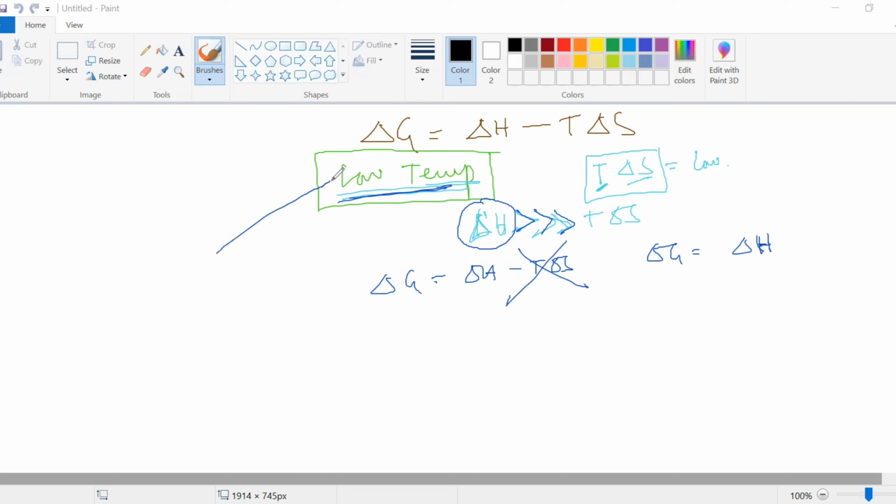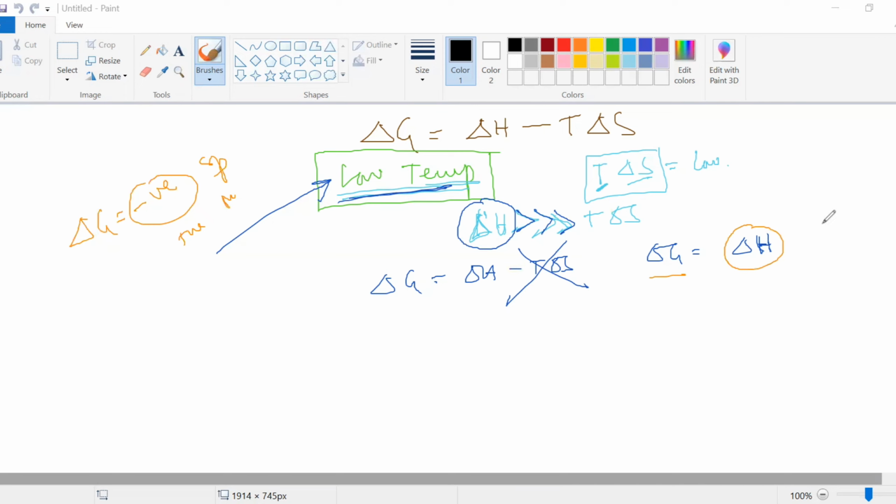At low temperatures, we have to understand that T delta S is very small, so we can approximate. Tell me, at low temperatures, what will be the sign of delta H in order to make the reaction spontaneous? Negative or positive? Delta G spontaneous is what? If it's negative, it is spontaneous, and positive is non-spontaneous. So what should be the sign of delta H so that the reaction is spontaneous?